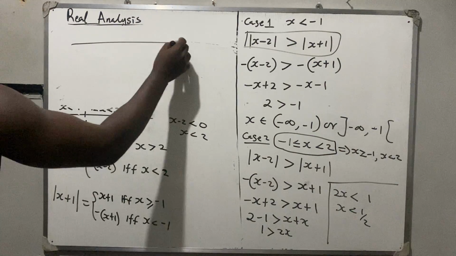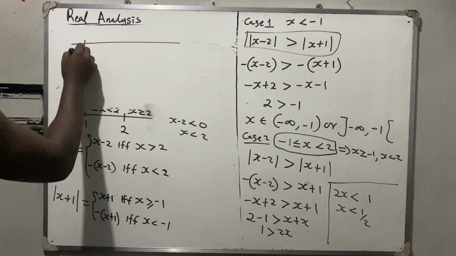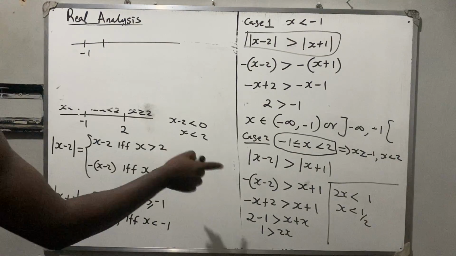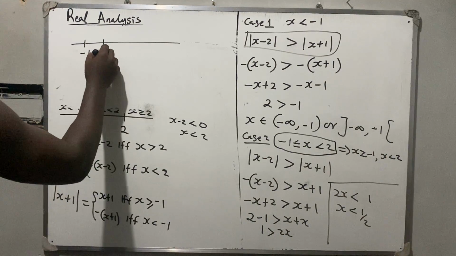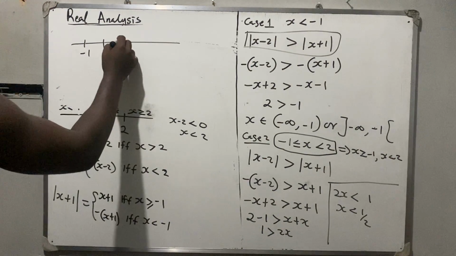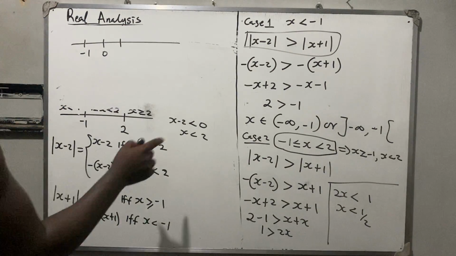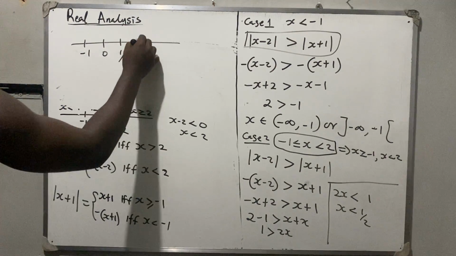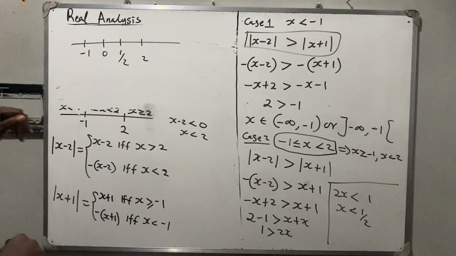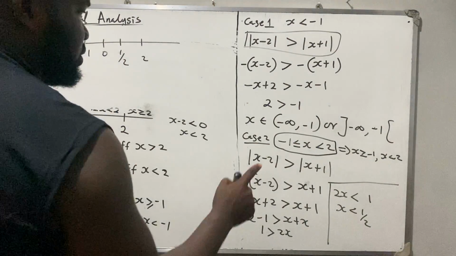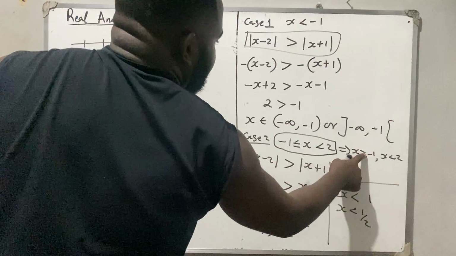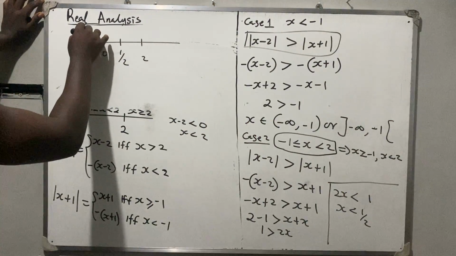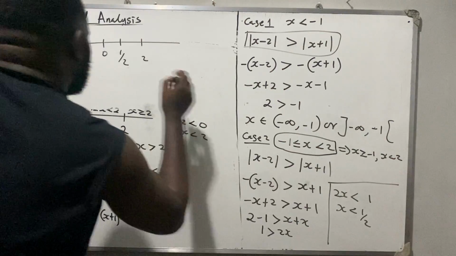So I'm going to draw my real line. This is my real line. Here is my negative 1. And here is my 0. And then here is my, what again do I have? My 2. Okay, sorry, half first. Here is my half, before here is my 2. Okay, now for this one, x is greater than or equal to minus 1. So at minus 1, you shade, the arrow is moving towards this way.